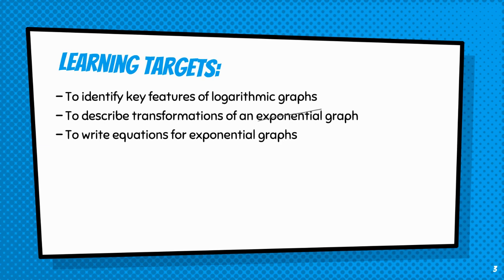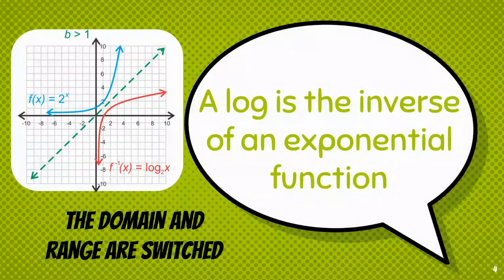And sorry, this should say a log graph. We're going to talk about the transformations, and we're going to write the equations for them as well, okay? A log is the inverse of an exponential function. And inverses means that they are reflected across that identity line that we've talked about. And the domain and the range are switched.